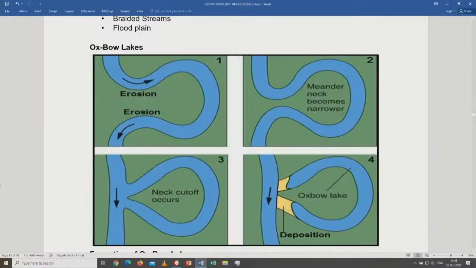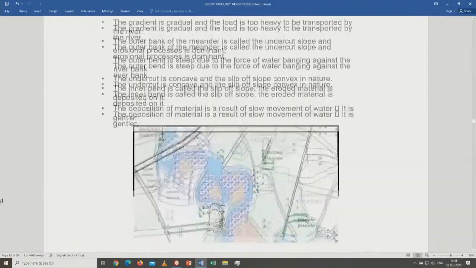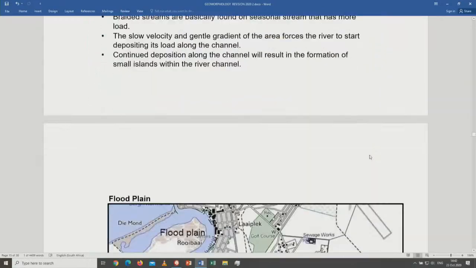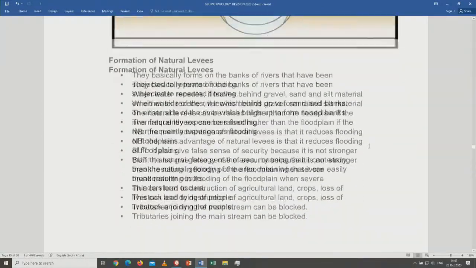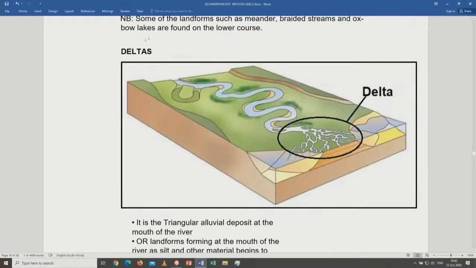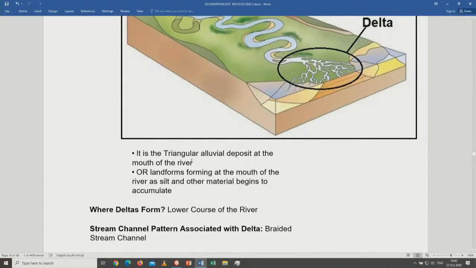And then also, here they are, and here's a slope over here, the slip-off slope, and then we have an undercut slope or cut-off slope. So you could call it undercut slope or cut-off slope. And then braided streams are developed also over there. Natural levees also develop. And then the other feature here is a delta. Delta, the definition for it is a triangular alluvial deposition at the mouth of a river.